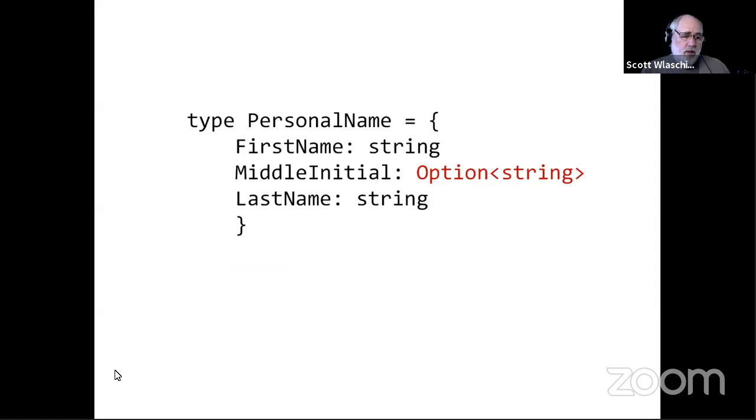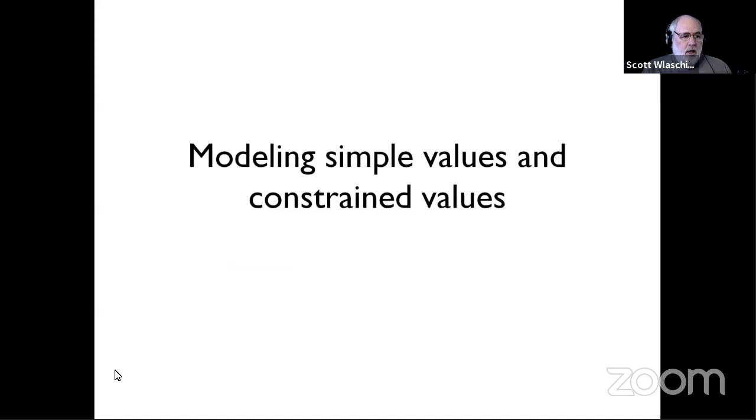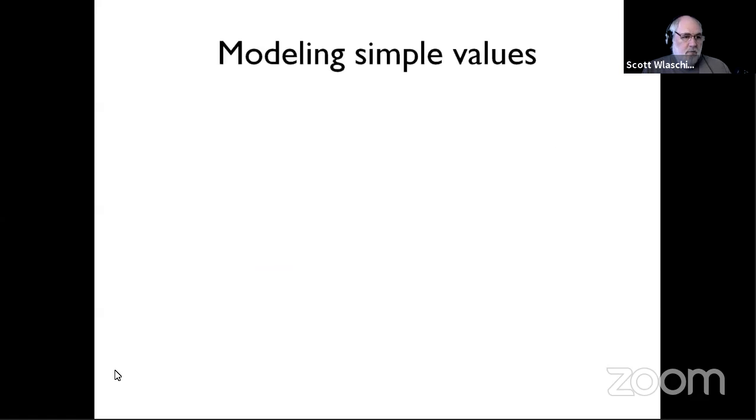So now we can write our personal name with an option like this. And now it makes it very clear that it's optional. And what we say is anything which isn't optional is automatically required. So the first name and last name have to be required. And in F#, we can actually put the option afterwards, and it makes it a little more readable. If you're showing it to non-programmers, I think it's a bit more readable this way. All right, now the next thing we have to worry about is simple values and constrained values. So what do I mean by that?